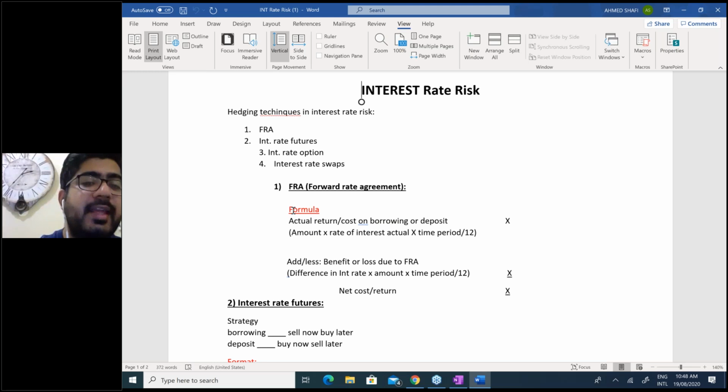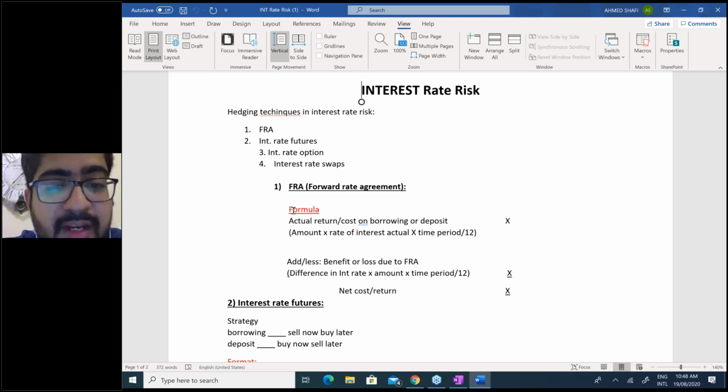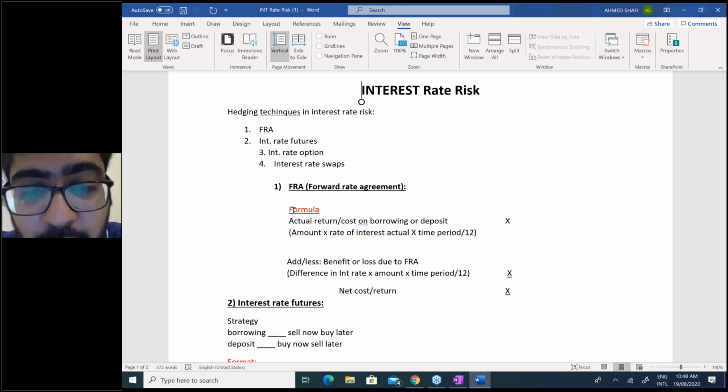Okay. Then you need to add or less the benefit or loss due to FRA. The benefit or loss due to FRA is computed as the difference in interest rate into amount into time period over 12. What is this difference in interest rate? Obviously, the actual interest rate would be somewhat else, and in FRA, you fix some rate. So you need to check whether you got benefit or loss due to FRA by taking the difference in rates into amount into time period over 12. You get the net cost or return.